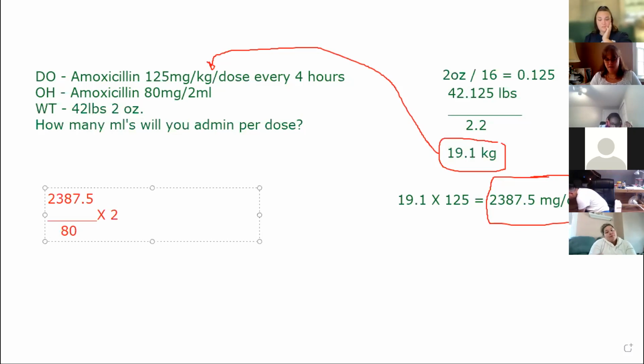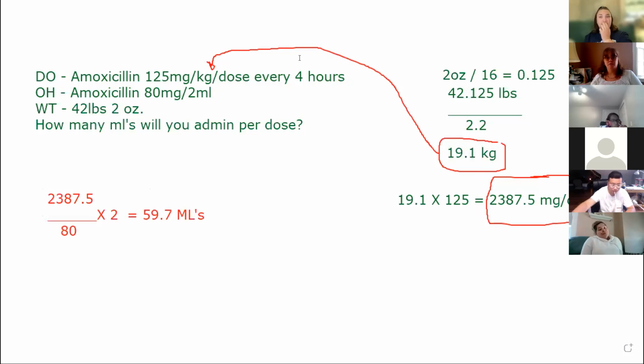Times 2 ml. So I'm going to do this math. I'm going to divide that by 80 times 2. And I get what? What was everybody's answer? In tenths place. 59.7. 59.7 mLs. Yeah. Yep. So your answer that you would put on your answer key is right here.